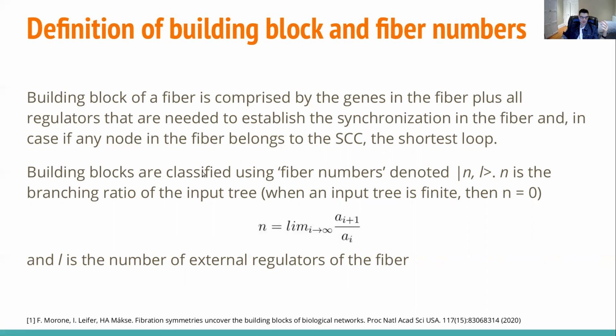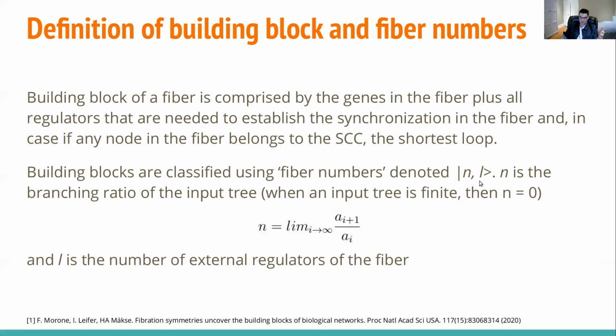Now, we did apply the algorithm to find these building blocks to about 400 networks in this paper. Some of them biological, some of them not biological. And we found all different topologies of building blocks. So what do we do with them? Well, it turned out we can classify them, and we can classify them using only 2 numbers. So we classify them by the topology of their input trees.